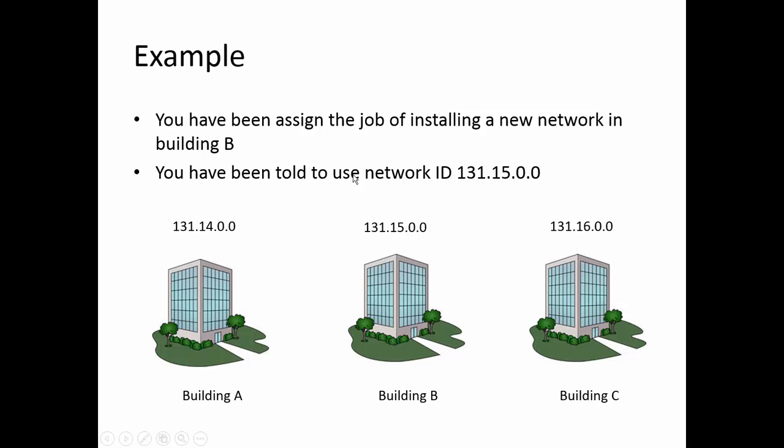Here's the example. We have three buildings, Building A, Building B, and Building C. And you have been assigned the job of installing a new network in Building B. And you've been assigned network ID of 131.15.0.0. So all of the computers in this building must start with 131.15. Now, Building A will use network ID 131.14, and Building C will use 131.16, but 131.15, that's us.